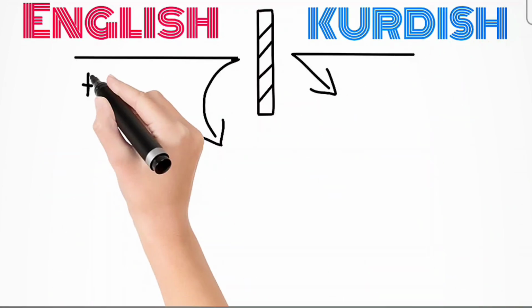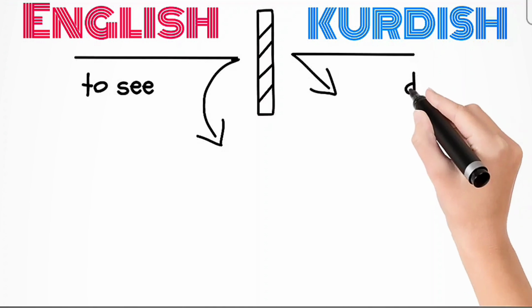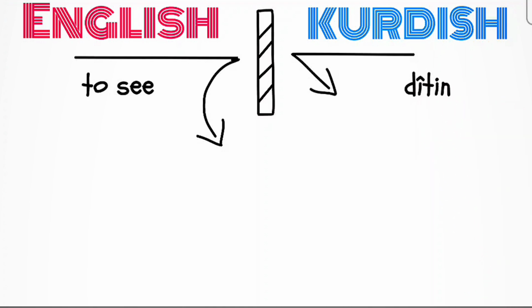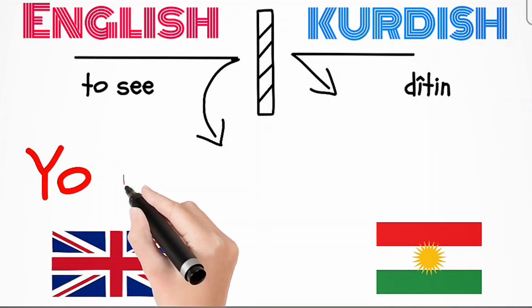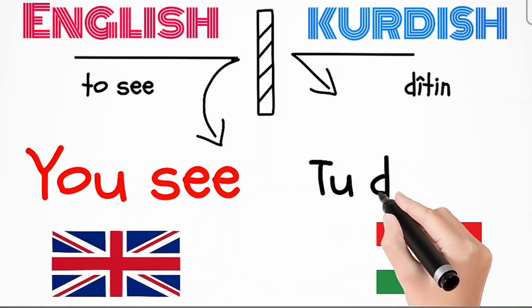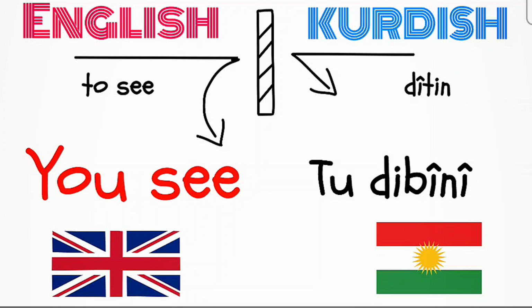In English, to see. In Kurdish, ditin. To see. For example, you see. To dibini. Ditin. To dibini.